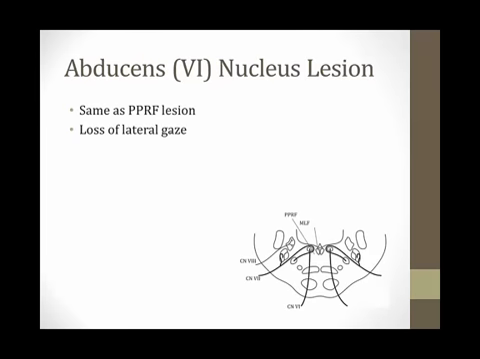We talked before about what happens if there's a nerve palsy involving the abducens nerve or cranial nerve 6, but what happens if there's a lesion in the brainstem involving the nucleus of cranial nerve 6? Well, this will lead to findings that are the same as a PPRF lesion. There will be loss of lateral gaze on the side of the lesion. That's because the PPRF activates the nucleus of cranial nerve 6, which in turn initiates lateral gaze towards that side of the body.